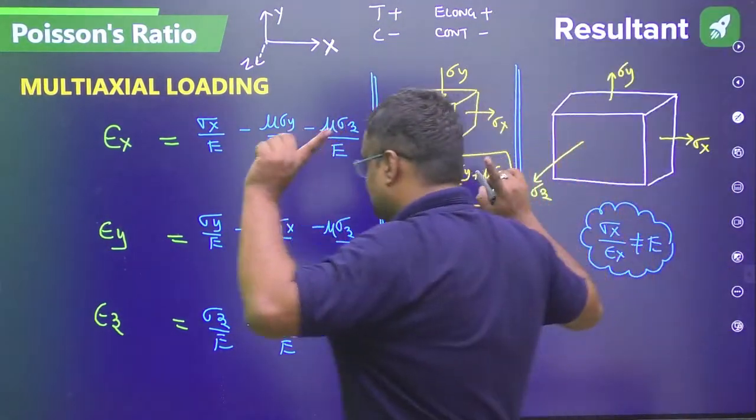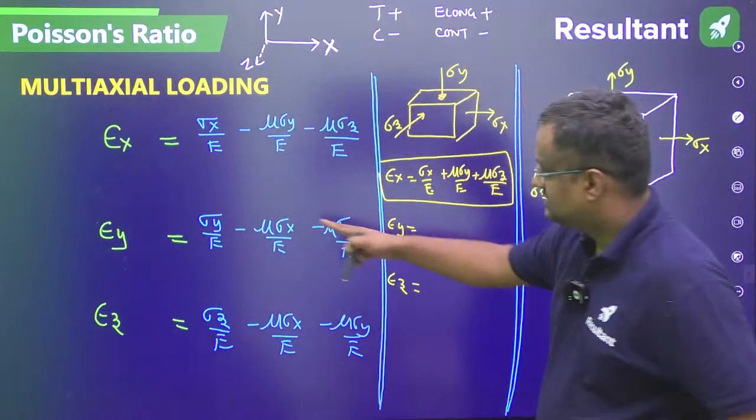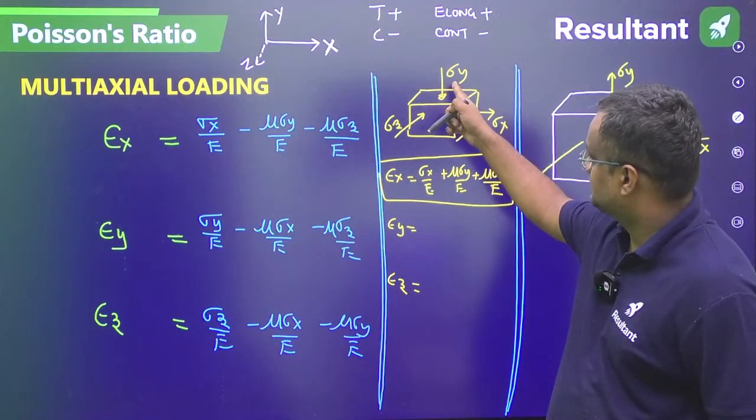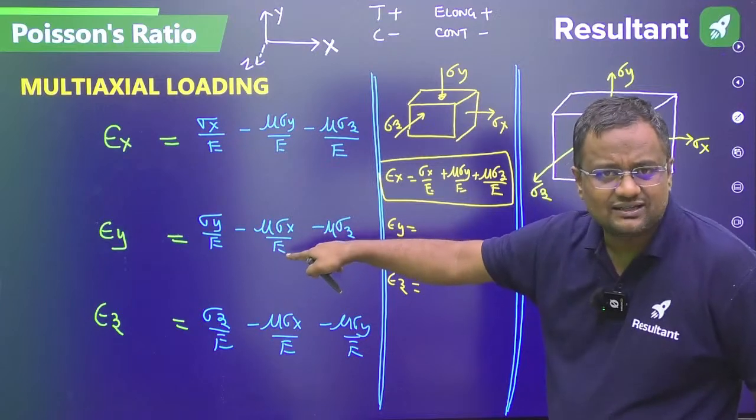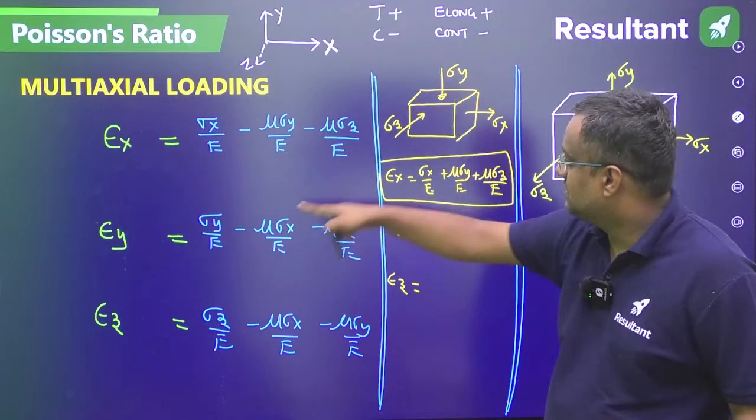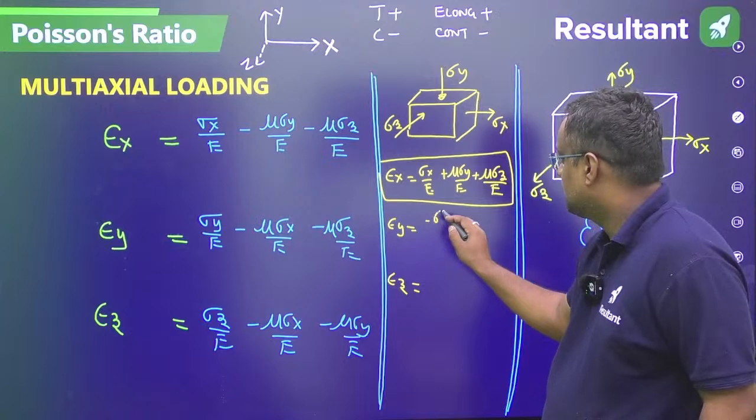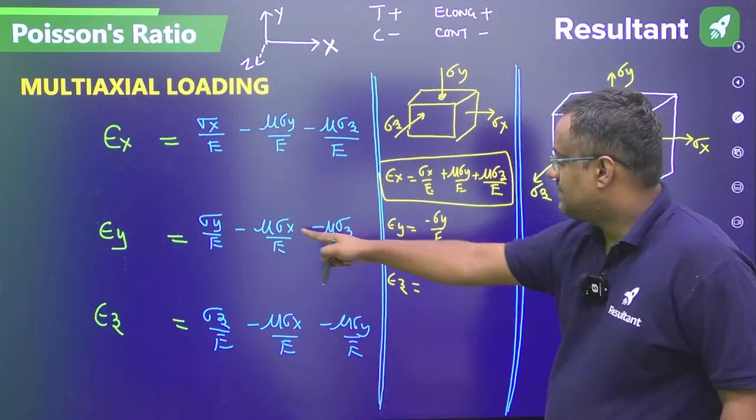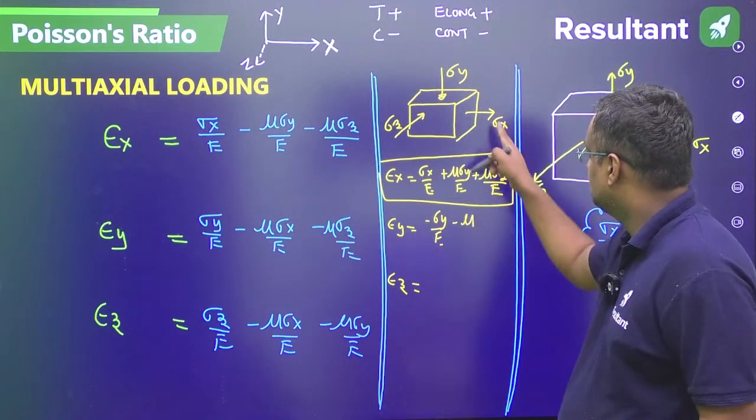Now the first method is to apply this formula. Sigma y by E, but sigma y is in compression. Take this as the standard result and apply the sign convention. So minus sigma y by E, minus mu sigma x by E.